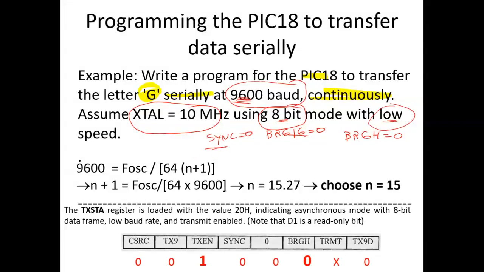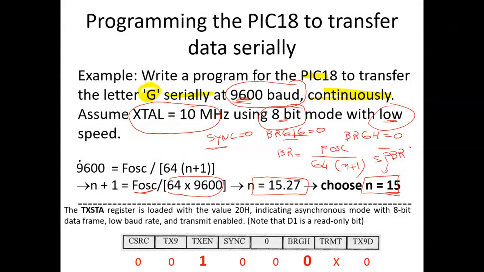From the table we have seen, if you have this configuration, the baud rate equals the frequency of the oscillator divided by 64 times (n plus 1). We extract n, so here n will be the frequency of the oscillator divided by 64 multiplied by the baud rate, minus 1. In this example, we calculate n as 15.27, and the nearest value is 15. So this value will give us the value of the register, serial port baud rate generator.